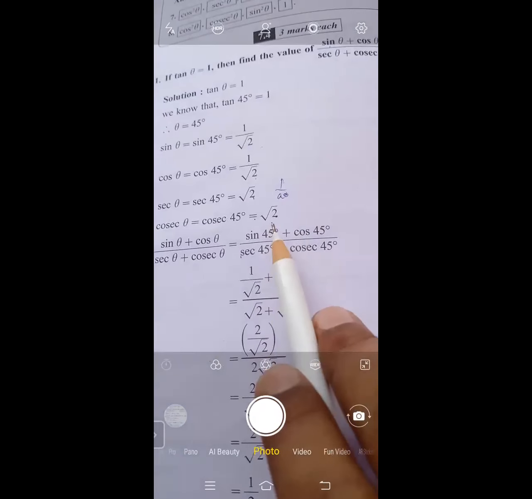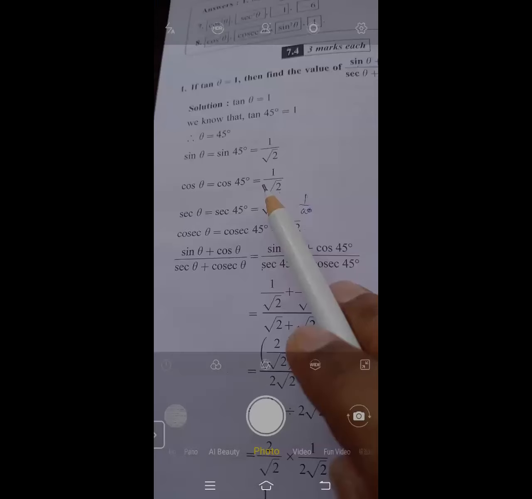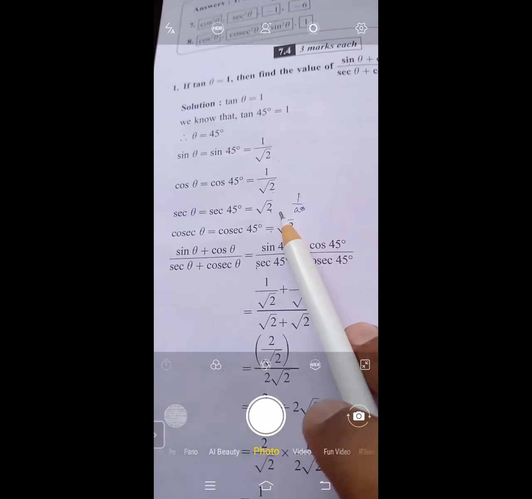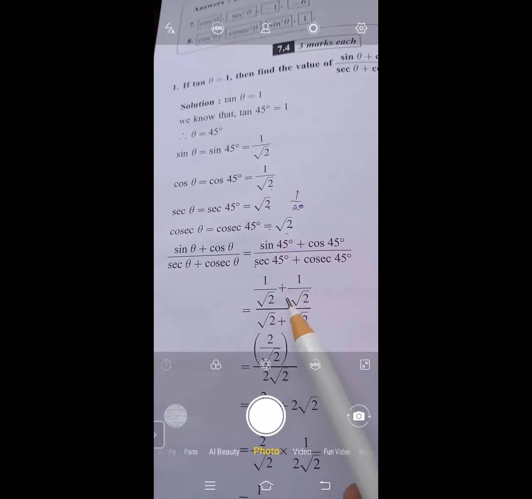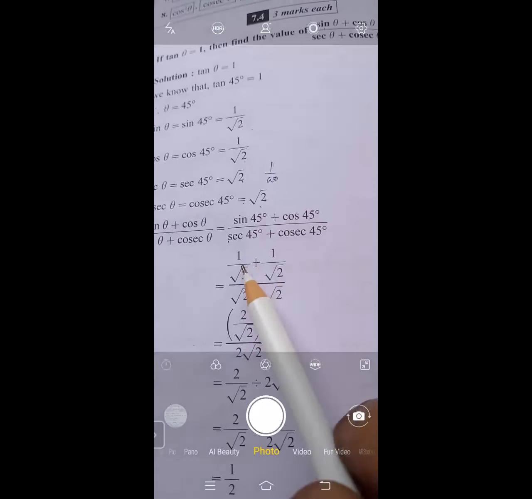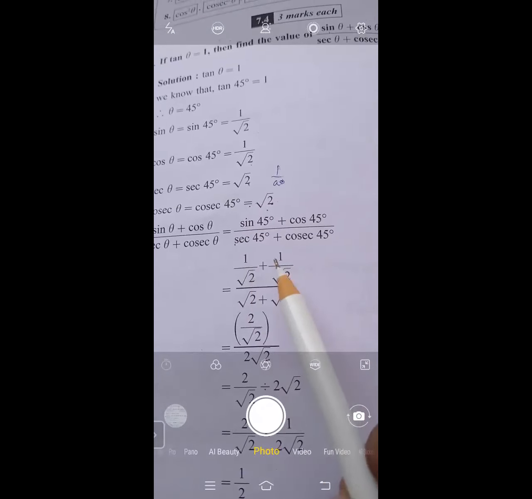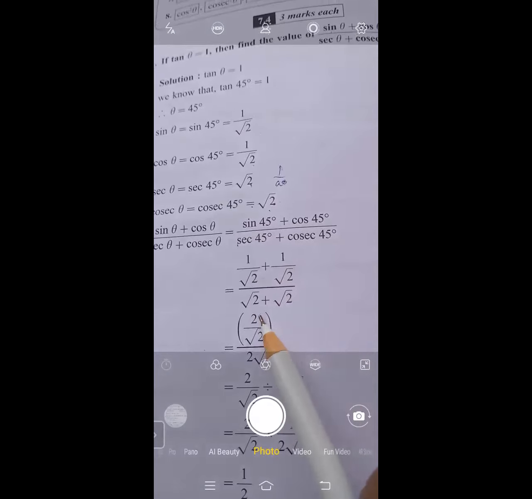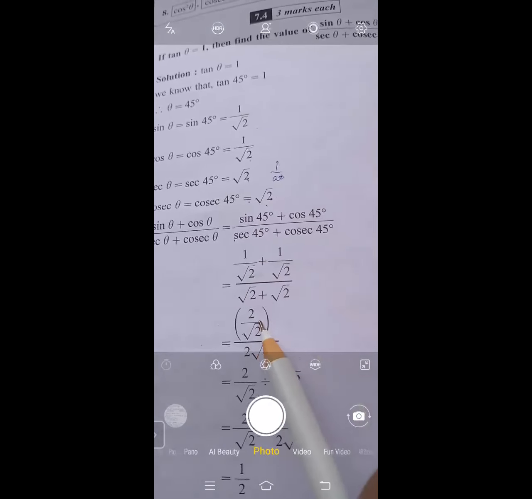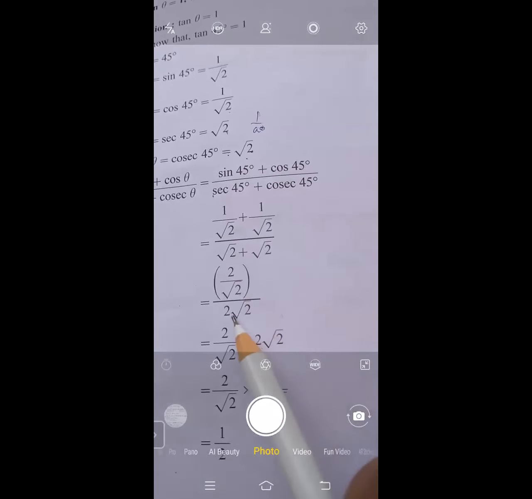Okay, now substitute the values you have taken from these tables. So 1 upon root 2 plus 1 upon root 2 divided by root 2 plus root 2. As the denominators are the same, you can add the numerators. We have added the numerators, which are 1. 1 plus 1 became 2. And the denominator is root 2. Root 2 plus root 2 became twice root 2.